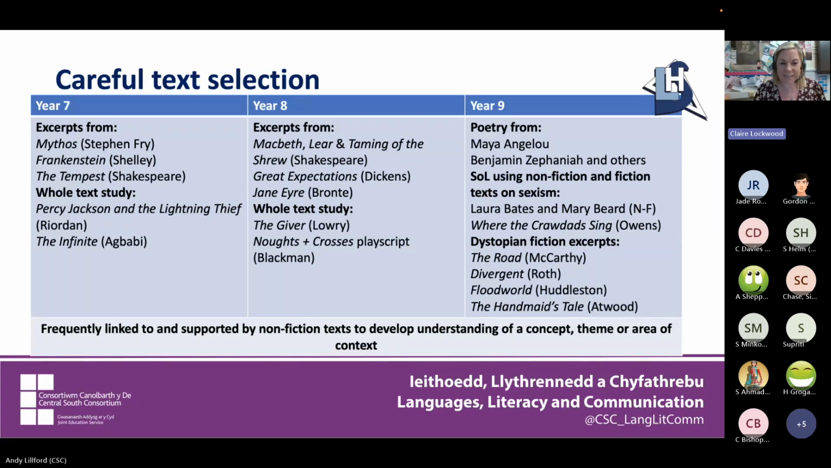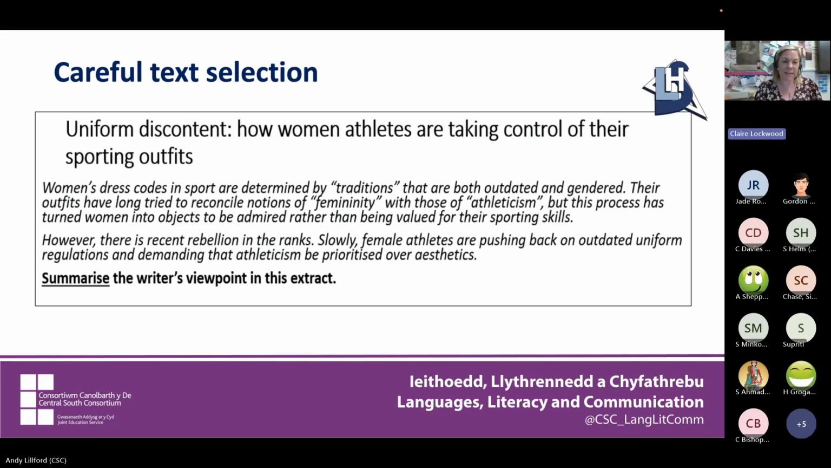Next slide, please. Within that text selection, we've also thought carefully about our texts, and we do a lot of non-fiction alongside the fiction that they're studying. So if a text has a particular theme or idea, then we'll bring in any articles, speeches, or videos. We also have non-fiction schemes of learning, which are thematically linked.